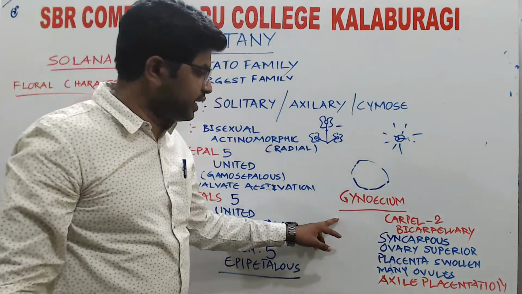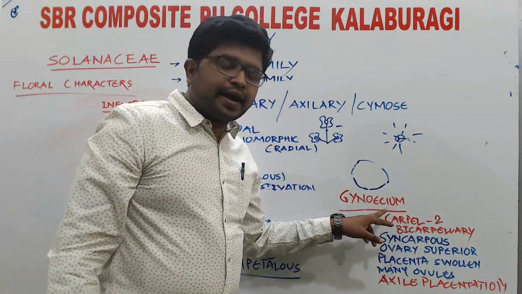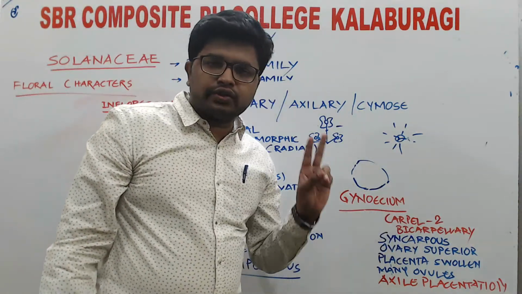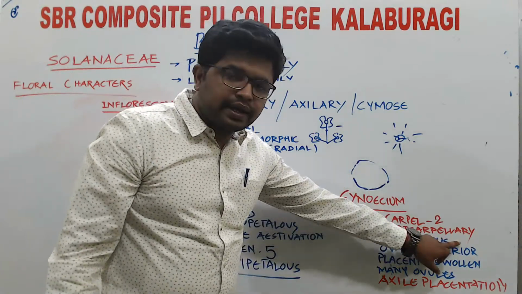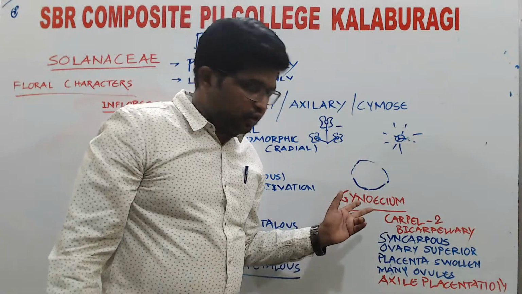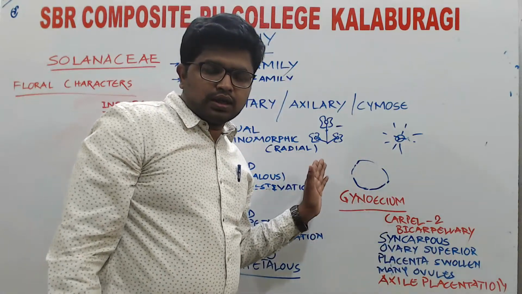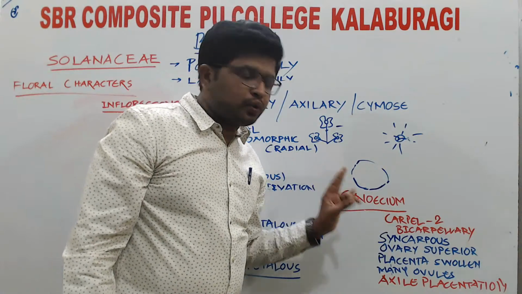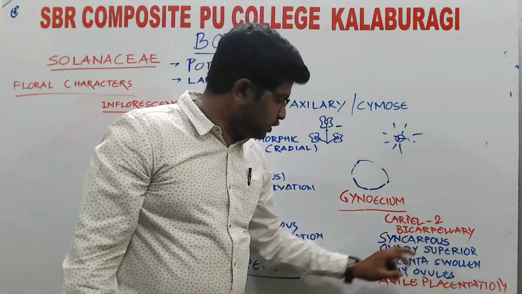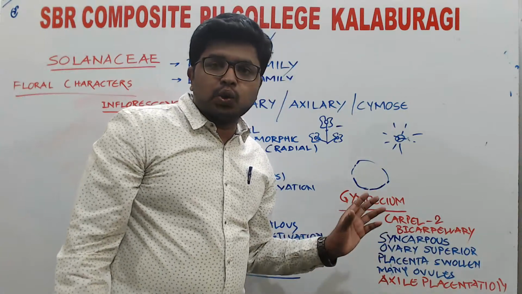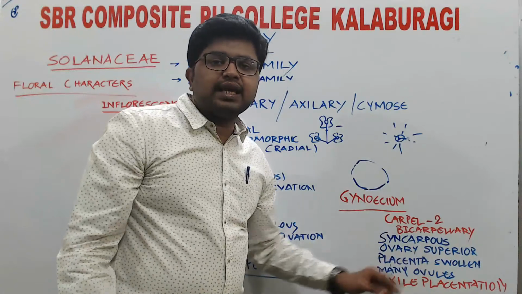I am going to explain once again. Gynoecium, the fourth word. The individual member of gynoecium is the carpel. Generally, the members of Solanaceae will have two carpels, so bicarpellary. Syncarpous, meaning they are united. Ovary superior, because all the floral whorls, that is calyx, corolla, and androecium, are situated below the ovary. That is ovary superior, hypogynous condition. And the placenta is swollen and has many ovules which follow axial placentation.